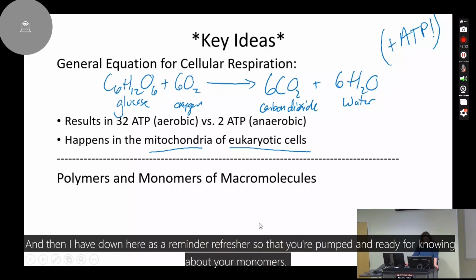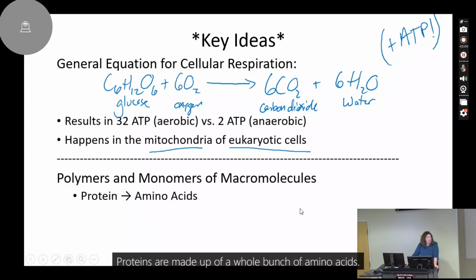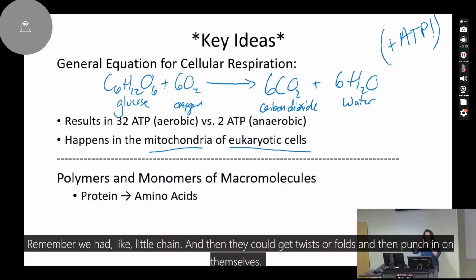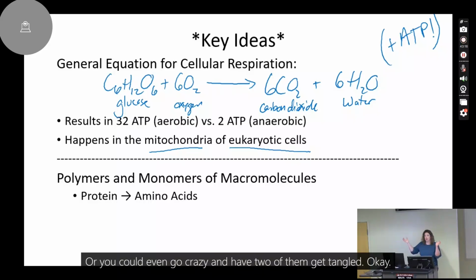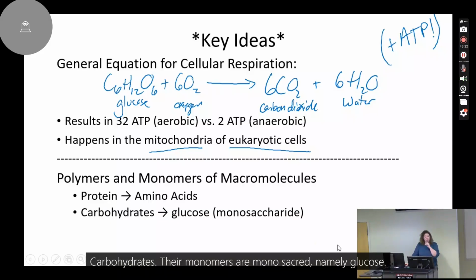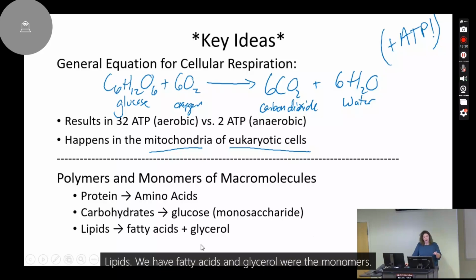And then I have down here as a refresher, so that you're pumped and ready for knowing about your polymers and monomers, macromolecules. Proteins are made up of a whole bunch of amino acids. Remember we had a little chain, and then they could get twists or folds and then bunch in on themselves, or you could even go crazy and have 2 of them get tangled. Okay? Carbohydrates. Their monomers are monosaccharides, namely glucose. Lipids, we had fatty acids and glycerol as the monomers.